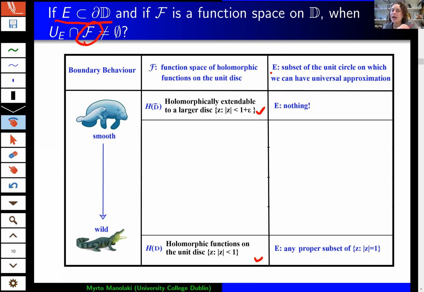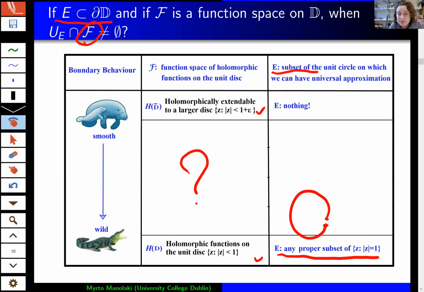And then in the third column, I have what type of subset E admits universality. If you don't assume anything else, you can have universality on any proper subset of the unit circle. No matter how big it is, I can approximate on any arc. We know this from the theory. Of course, if I have a holomorphic function in a strictly greater disk, I can approximate anywhere on the boundary, because the Taylor approximants have to converge to the function itself. So the question is what happens in between?